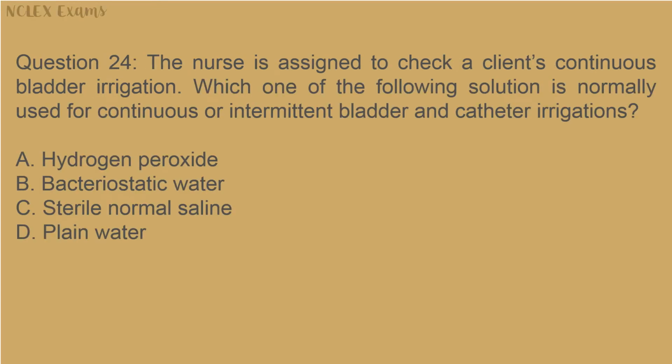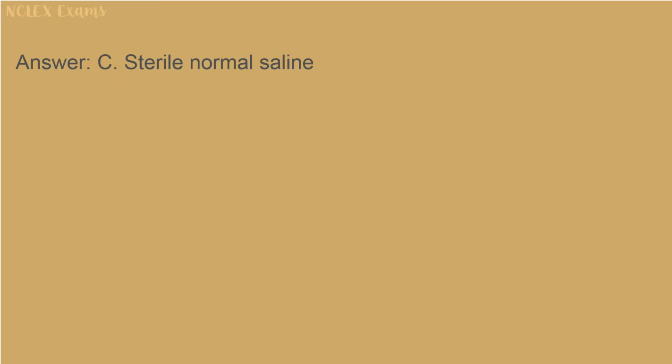Question 24. The nurse is assigned to check a client's continuous bladder irrigation. Which one of the following solutions is normally used for continuous or intermittent bladder and catheter irrigations? A. Hydrogen peroxide, B. Bacteriostatic water, C. Sterile normal saline, D. Plain water. Answer: C. Sterile normal saline.